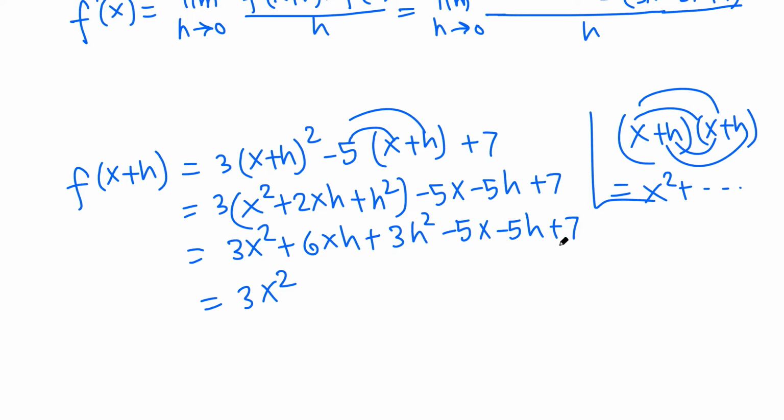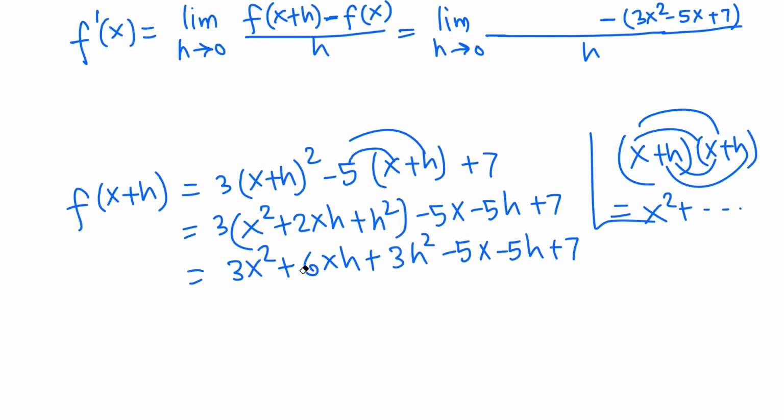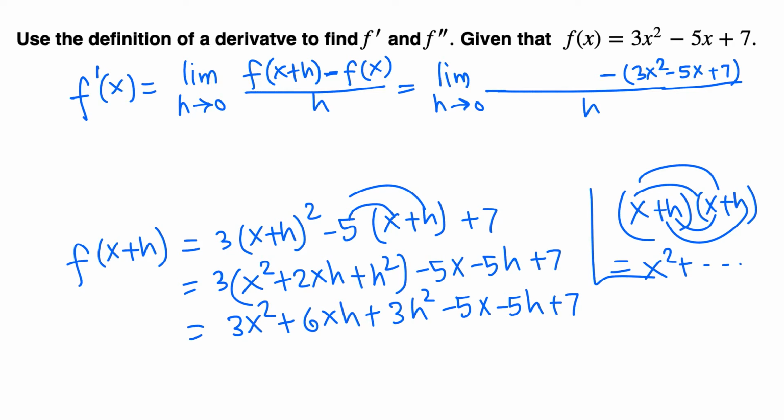For 3x squared, in fact there are none to combine, all of them are different, so we need to write all of them here. I don't have enough room, so I'm writing small. 3x squared plus 6xh plus 3h squared minus 5x minus 5h plus 7.